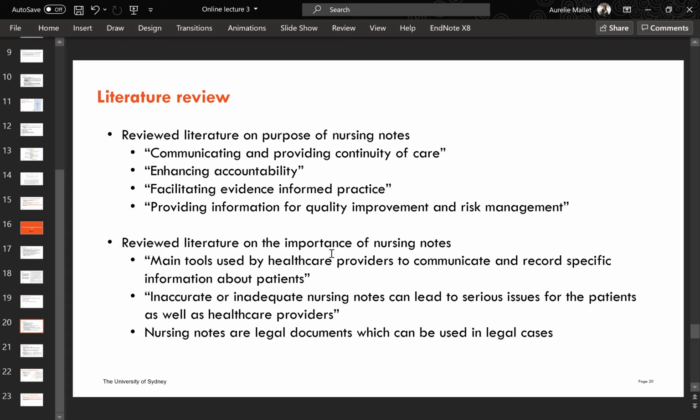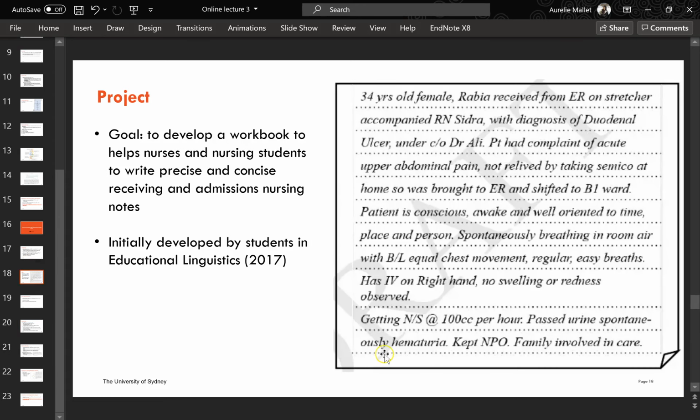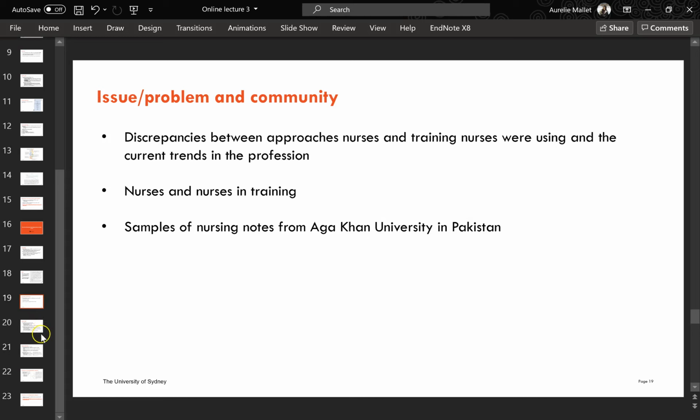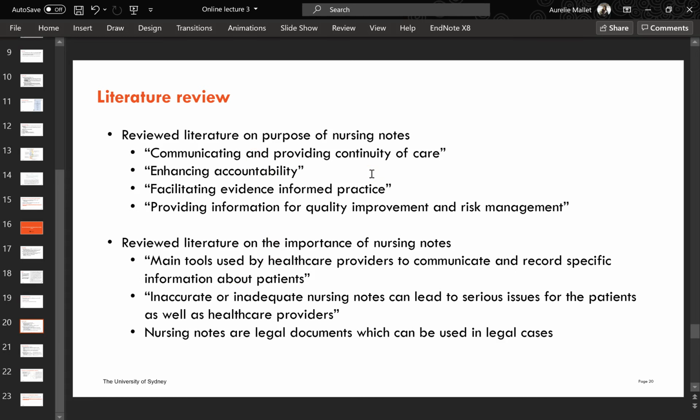One of the purposes is for communicating and providing continuity of care. For example, you see a patient, you write down what they have, and then you pass that nursing note on to the next healthcare professional. Another is enhancing accountability. If we go back to this, you would write what's wrong with the person, and if you have given them any medication, you would write that on there as well. That makes sure that healthcare professionals are accountable for what they do.